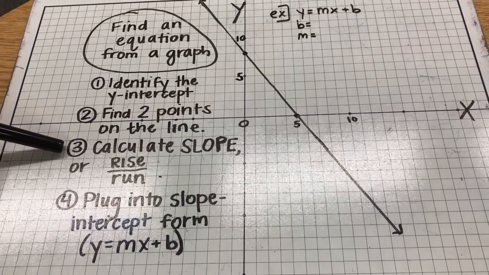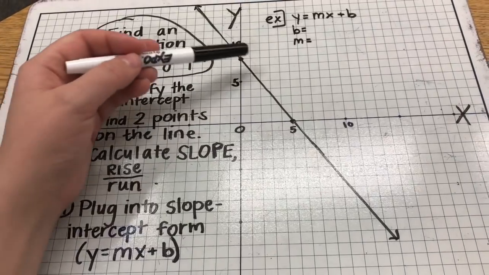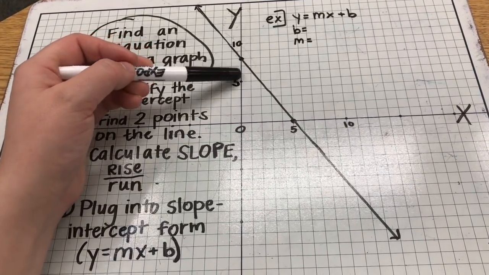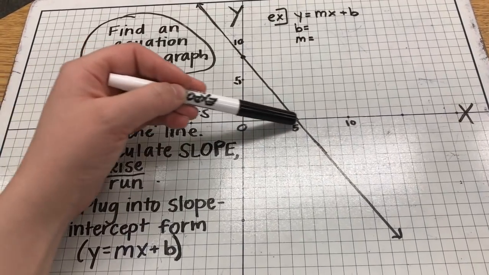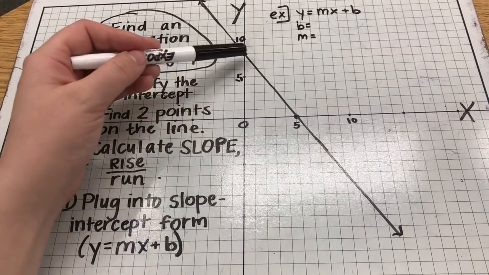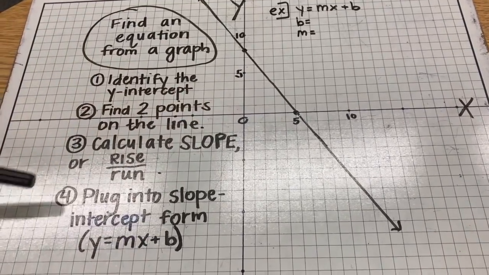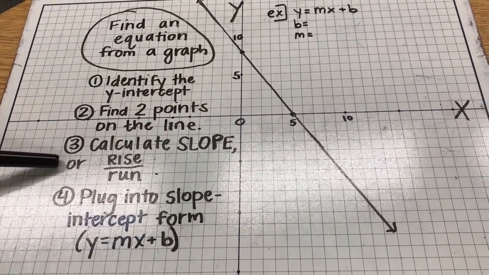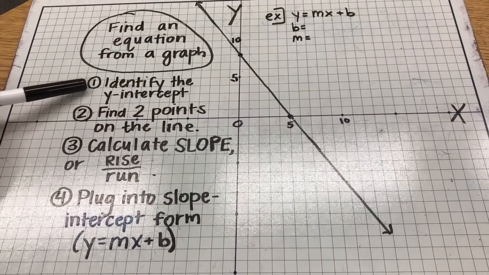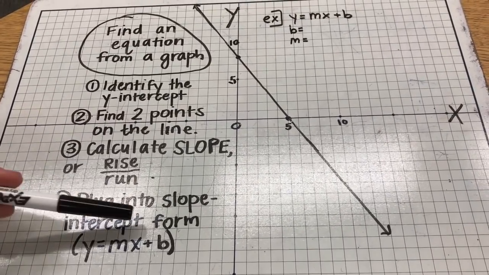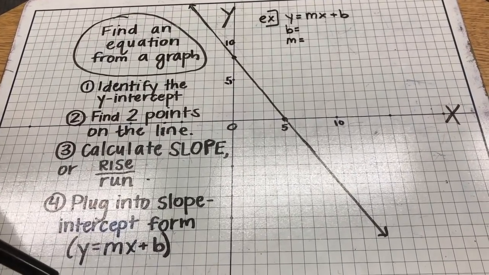My third step is calculate slope or rise over run, remembering that we're looking for the change in y from one point to the next and the change in x from one point to the next. So our rise change and our run change. Lastly, you plug in your slope and your y-intercept into slope-intercept form. y equals mx plus b.